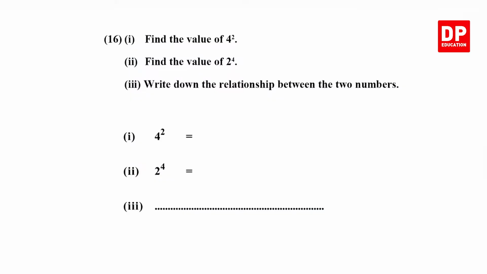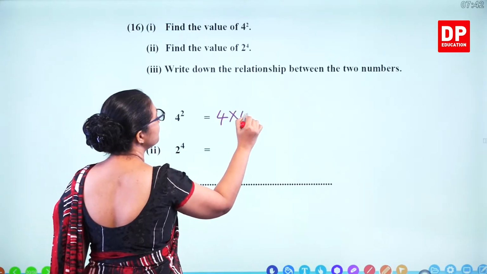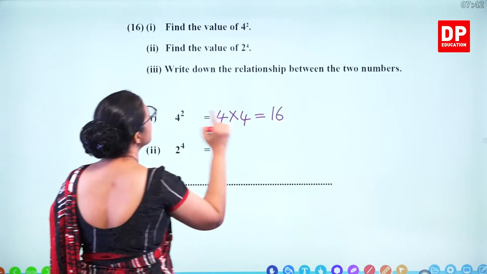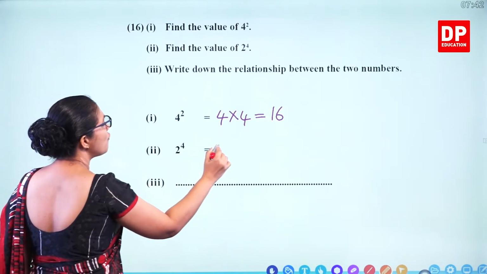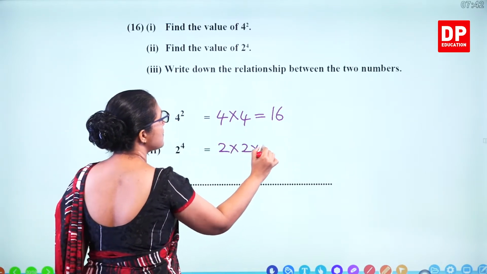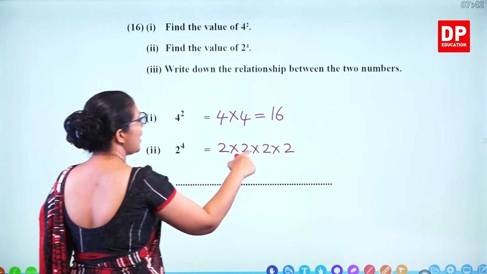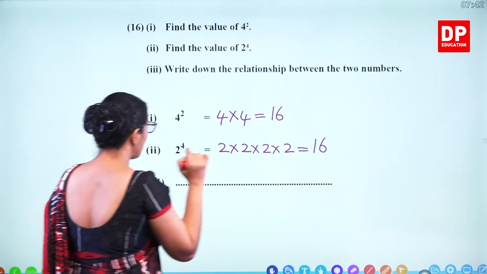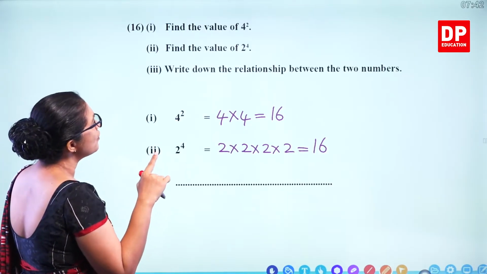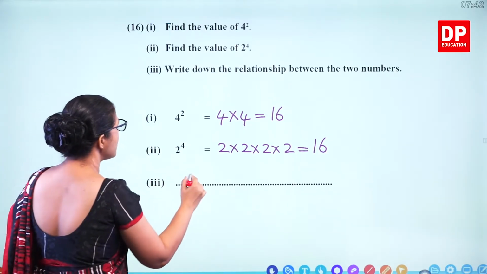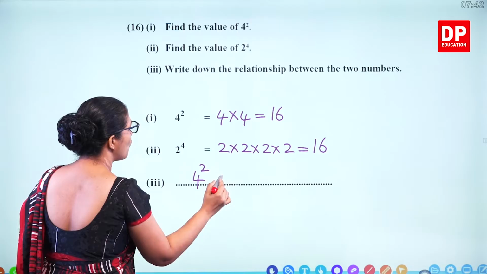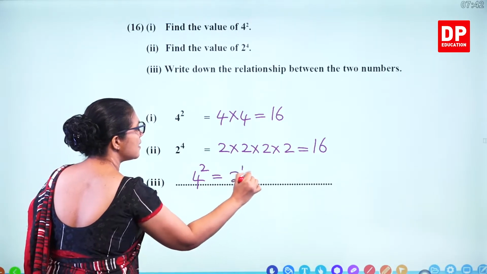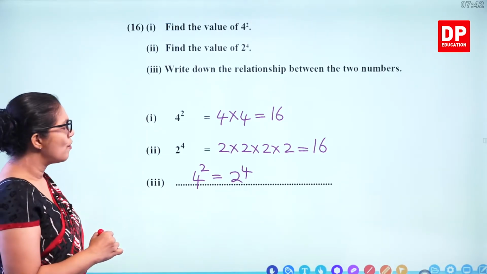Find the value of 4 squared. What's 4 squared? 4 times 4, 16. Find the value of 2 to the power 4. 2, 4 times. You get 4. 4 into 4, 16 again. So what can you say about these two? Write down the relationship between the two numbers. Both are the same. So 4 squared is the same as 2 to the power of 4.